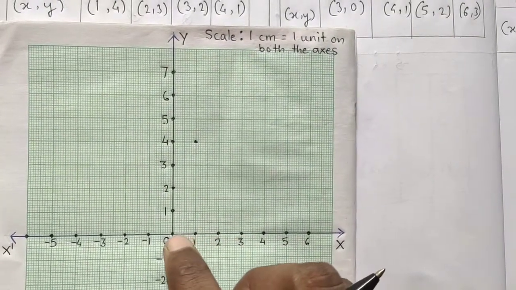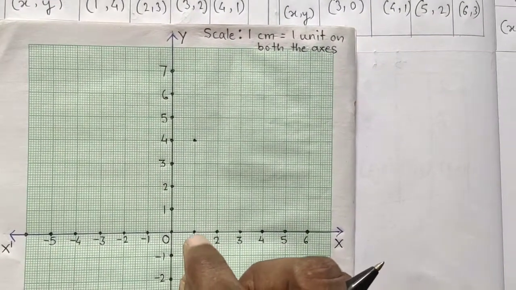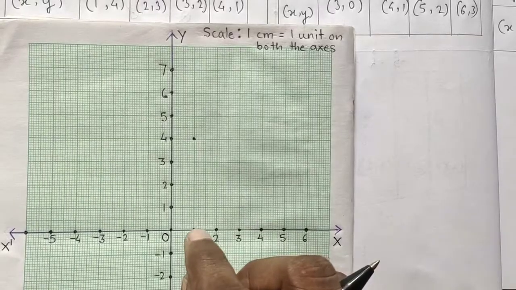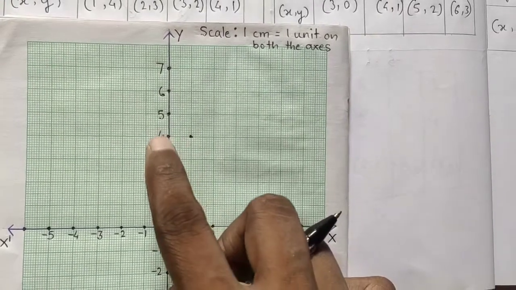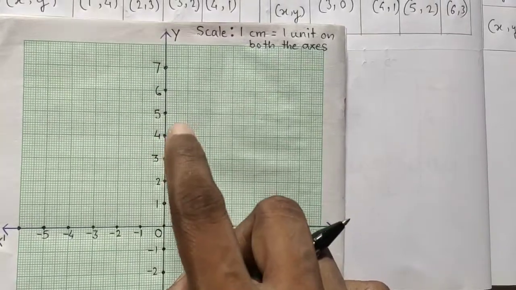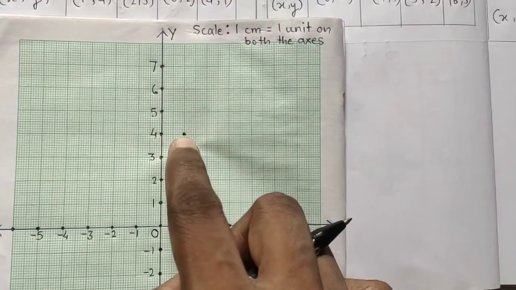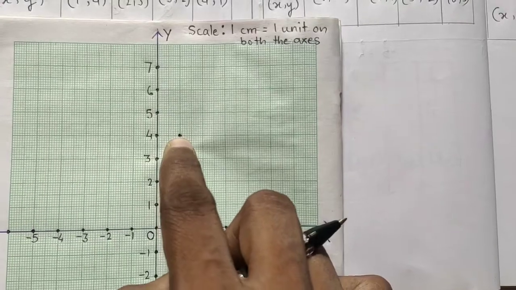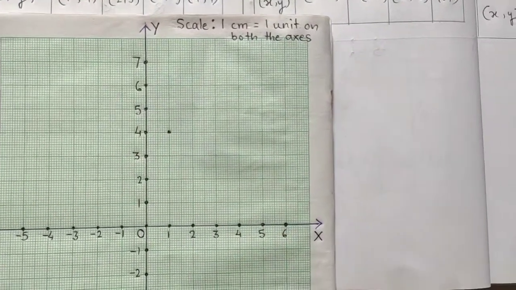Is it okay? Again I am revising. First, what you are going to see is x value 1 and y value 4. So these two should come simultaneously. So 1 and 4, this is the point. If you want, you can use your scale also.